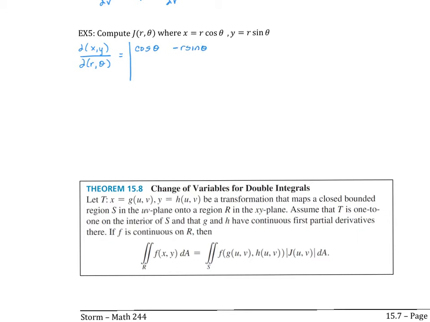Now we look at the partial derivative of y with respect to r, which is simply sine theta. Y with respect to theta becomes r cosine of theta. Remember, we're going to do our cross products. So multiply across, this becomes r cosine squared theta, minus a negative becomes a plus, r sine squared theta. Notice if you factor out the r, you end up with cosine squared plus sine squared, which is just 1. So this Jacobian is r.